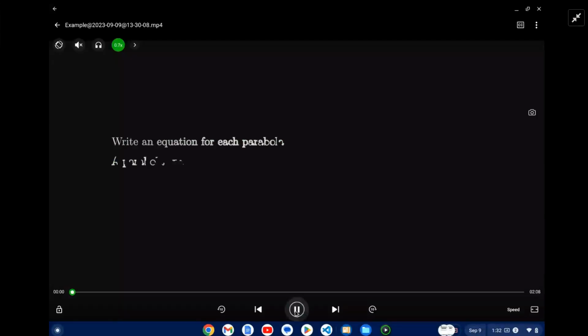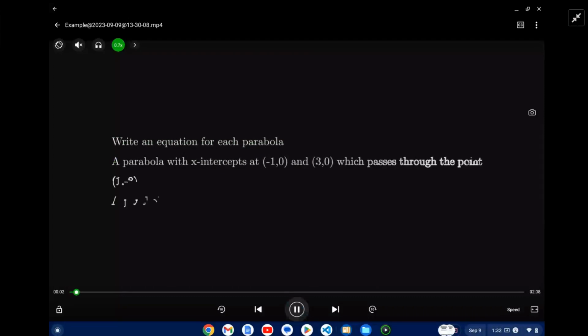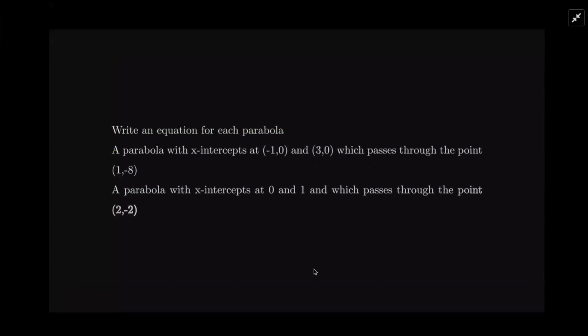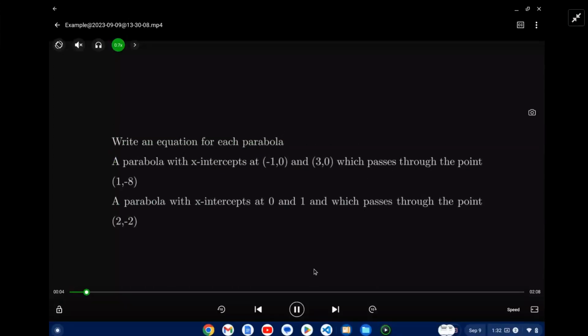Okay, let's take a look at our problem here. So we're given 3 points on a parabola. We want to get the equation. All right, we have 2 different ones. Let's visualize the first one.